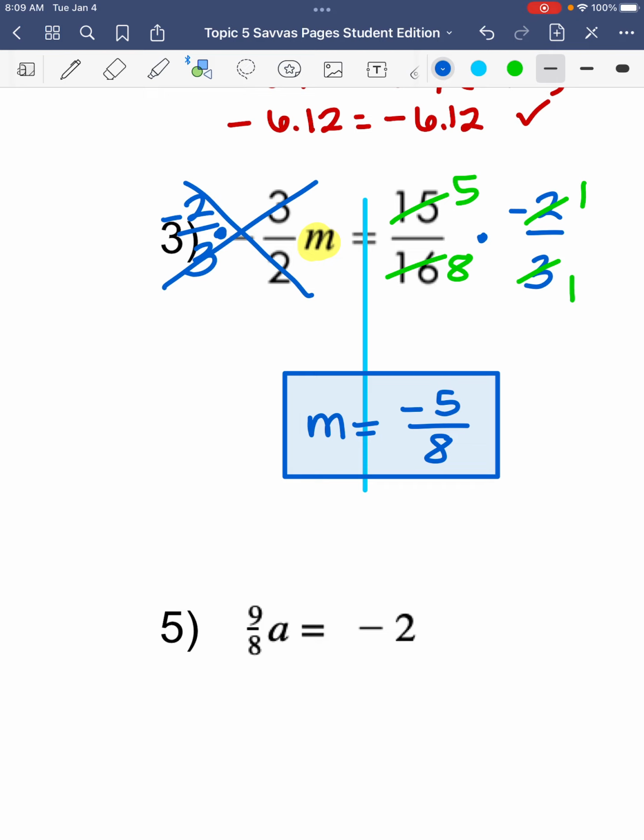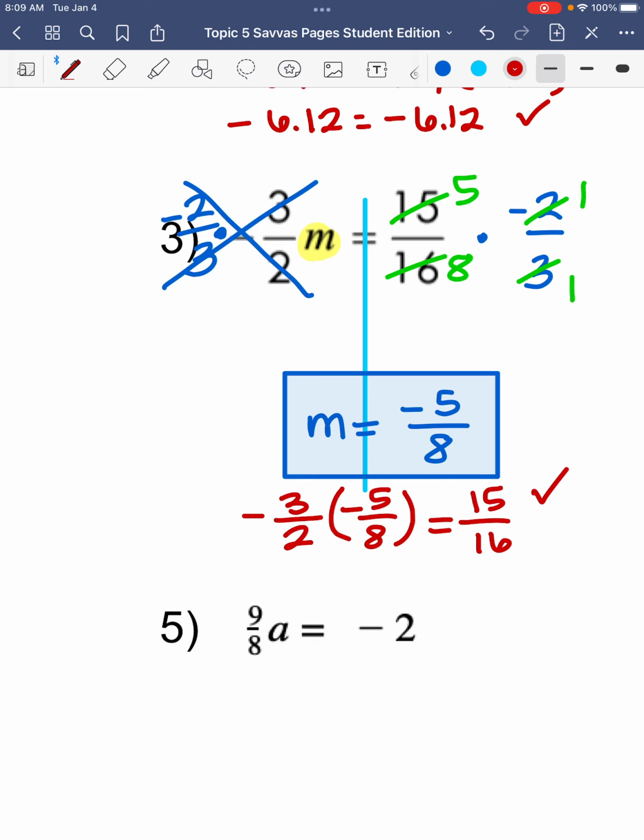How do we check our work? Well, we plug in negative 5/8 for m. So we've got negative 3 over 2 times negative 5 over 8 equals 15 over 16. And we could take this to our calculator, but we can also check it here. So negative 3 times negative 5, is that 15? It sure is. Negative 3 times negative 5 is 15. And 2 times 8, is that 16? It is. So I know that my answer is correct.